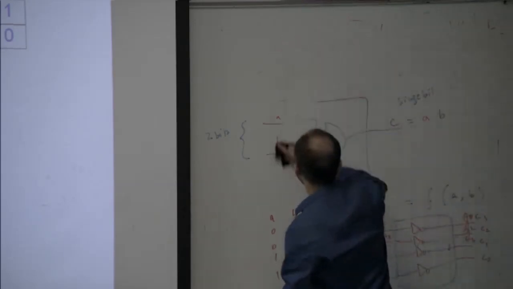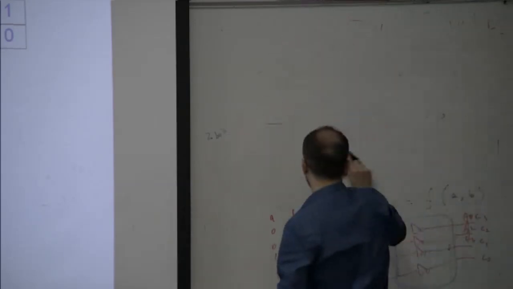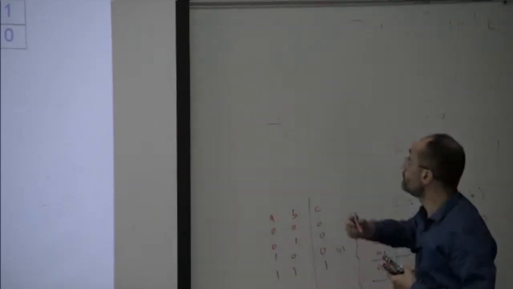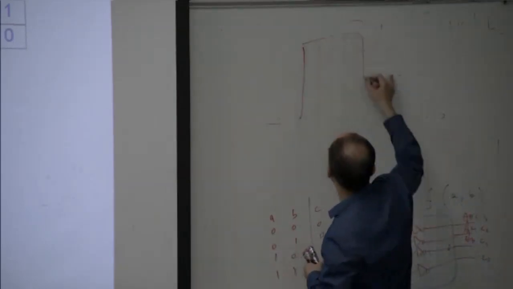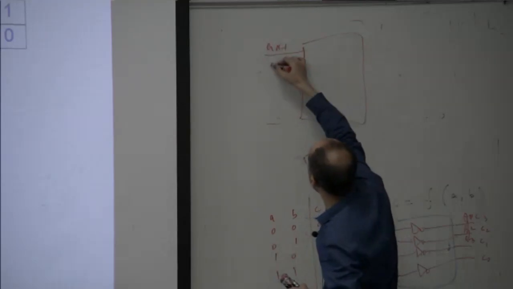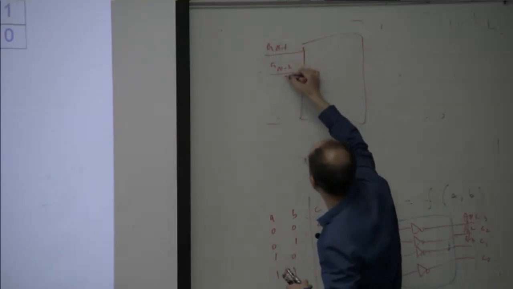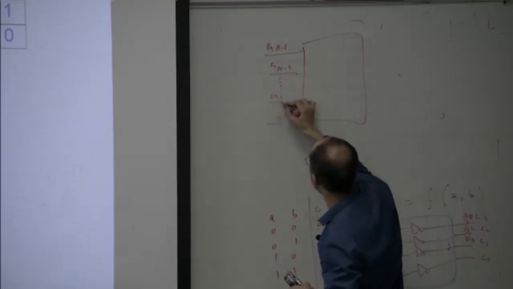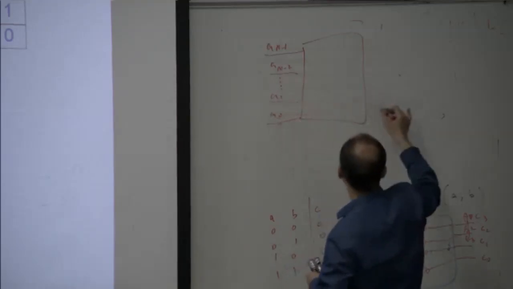Okay, so now the same problem that we want to solve. Let's assume that we have an n-bit number. So the input is an n-bit number: A n minus 1, A n minus 2, and so on, until A1 and A0. What will be the output?